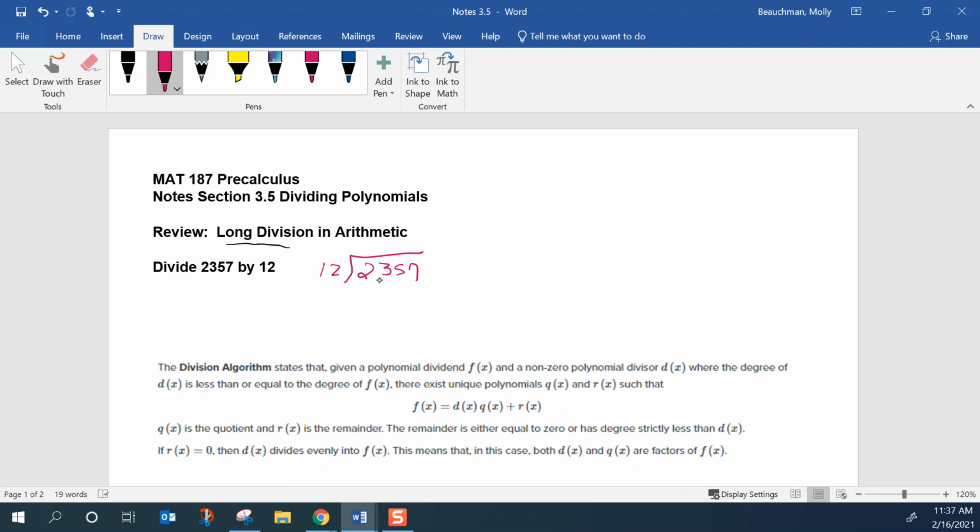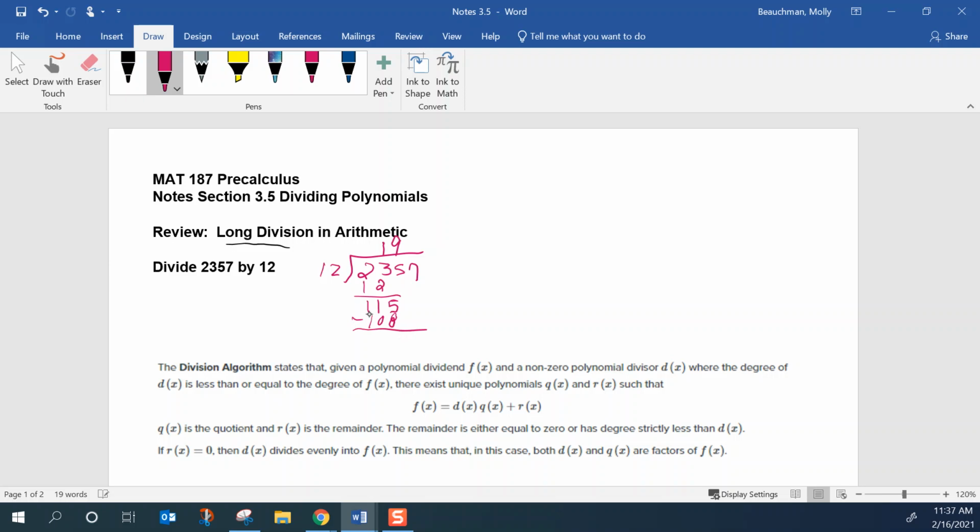In this case, 12 goes into 23 only once. So we would take 1 times 12, which is 12, and then subtract 23 minus 12, which is 11. Then we would carry down the next number, 5. Then 12 times what goes into 115 without being over 115? Let's see, 12 times 10 is 120. That's too big, so 12 times 9. 9 times 12 is 108.